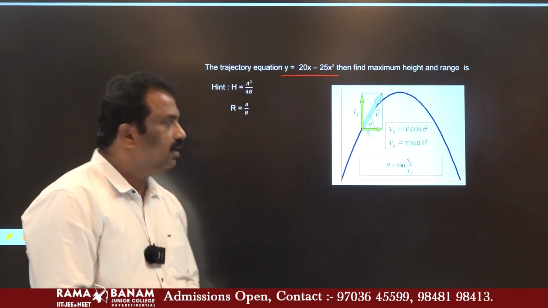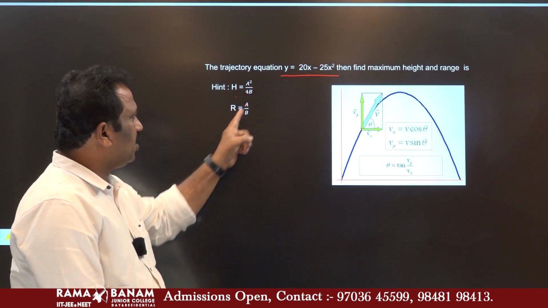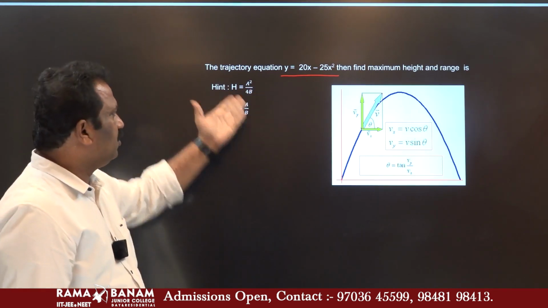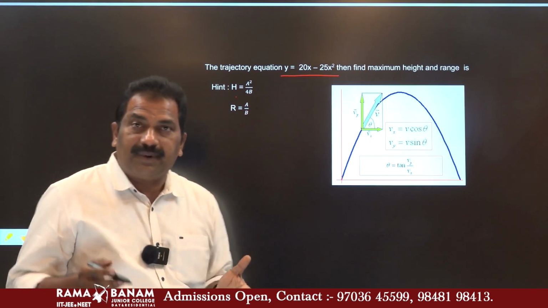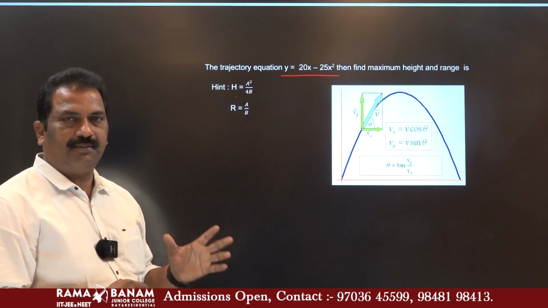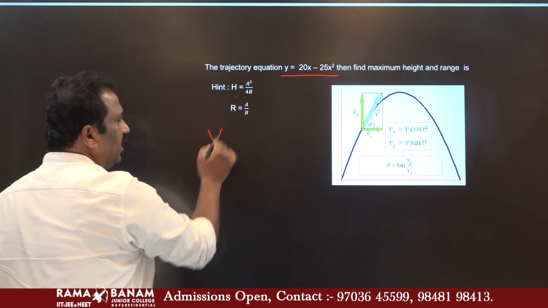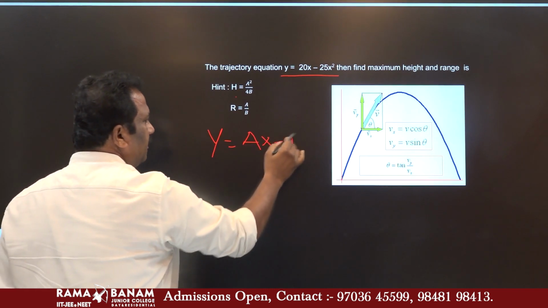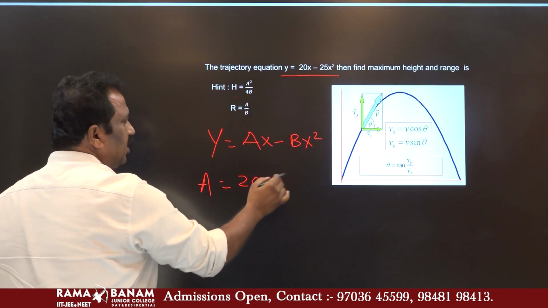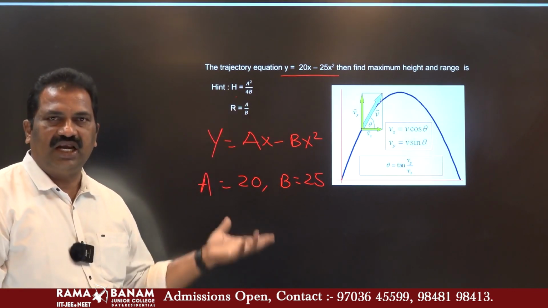Already we know the formulas: maximum height is h is equal to a square by 4b and range r is equal to a by b. By using these formulas we can simply solve the question, otherwise it is very typical to solve the problem. So we can find maximum height and range in terms of a and b. Here, from the equation y is equal to ax minus bx square, a is equal to 20 and b is equal to 25. Now substitute these values in the equation.